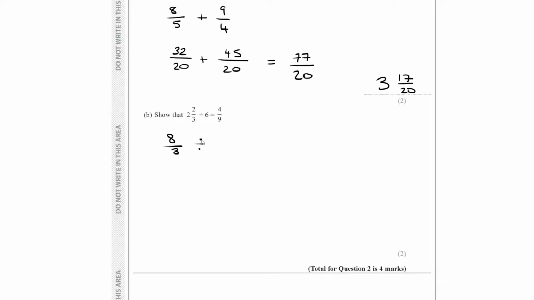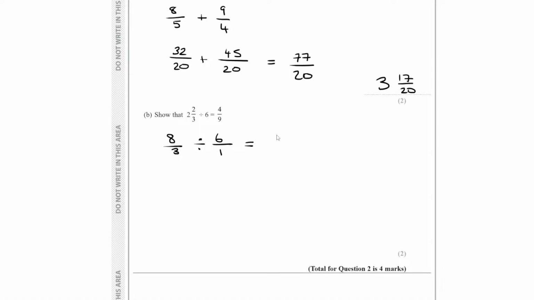And then you either divide it by 6 as a fraction. So any whole number you can convert into a fraction just by putting it over 1. And then you can do keep flip change. Or if you're happy with knowing that dividing a fraction by a whole number, you just effectively multiply the denominator by that number. It's whichever method. Again, there's so many different ways to do these questions.